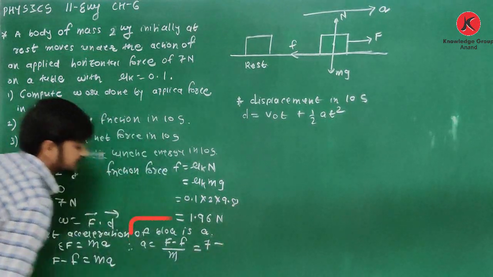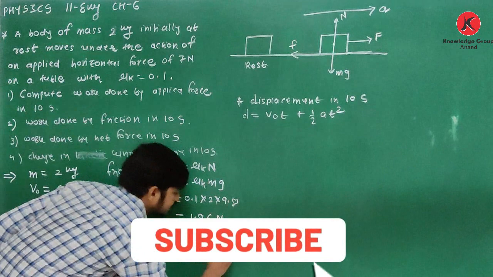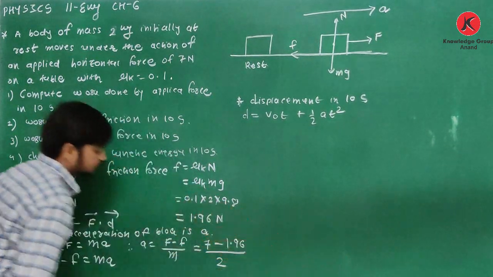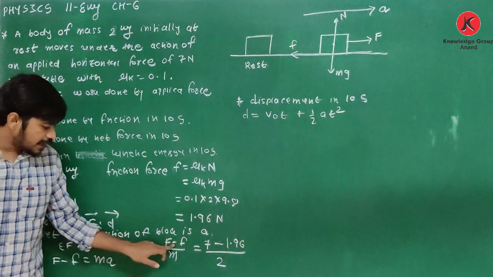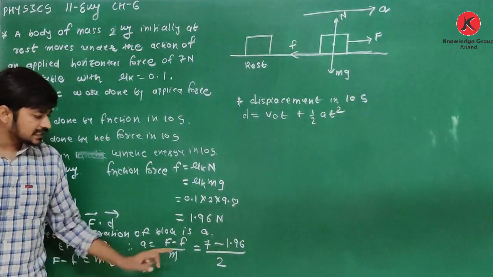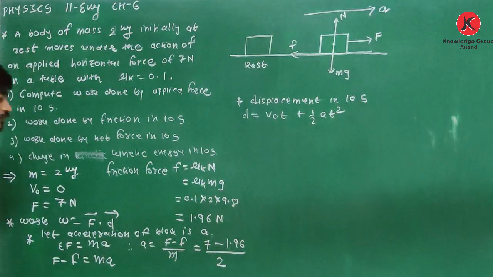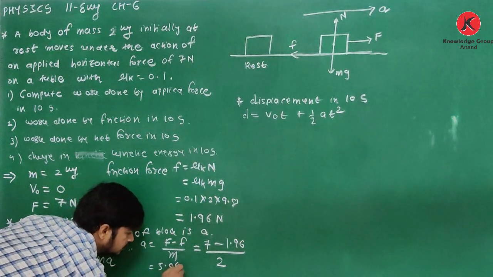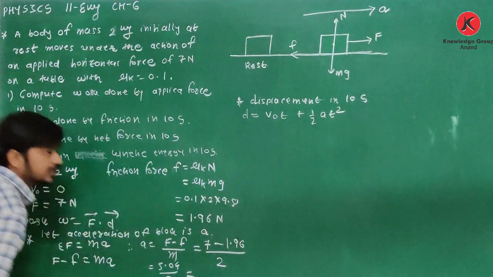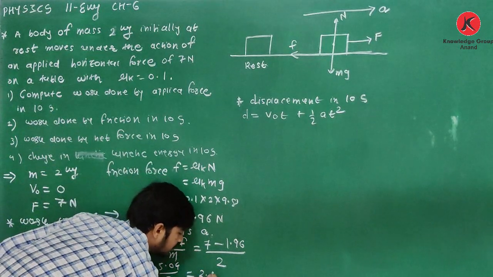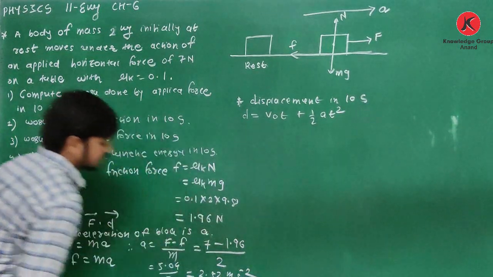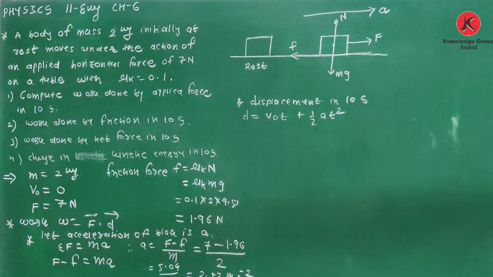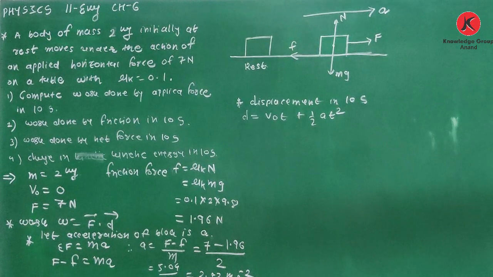F, the applied force, is 7. What is the friction force? 1.96. Divided by the mass, which is 2. So F minus f is 7 minus 1.96, which is 5.04. Then 5.04 divided by 2, the answer is 2.52 meter per second square. So it is the acceleration of the block.